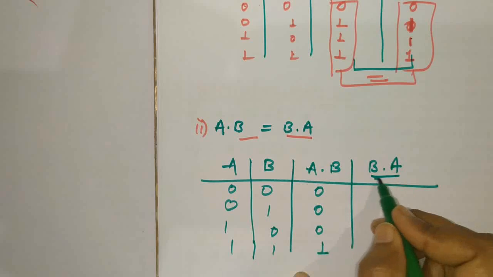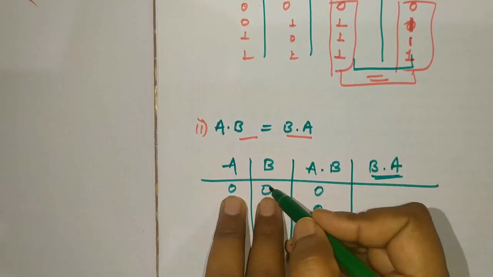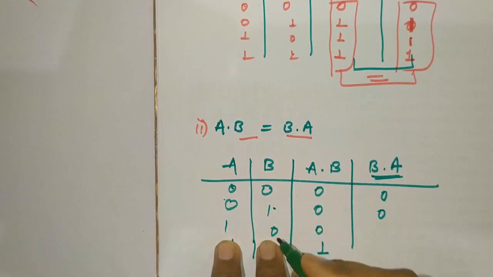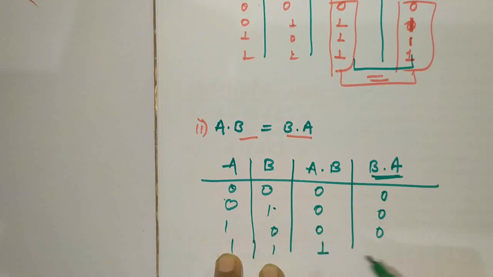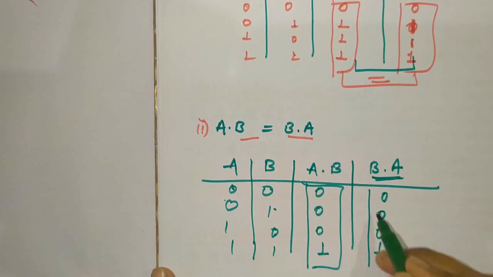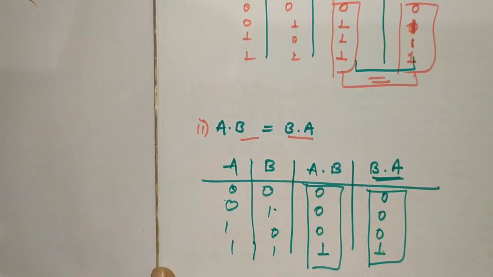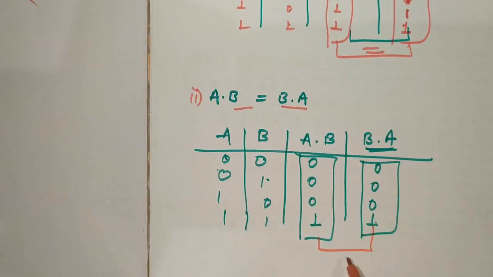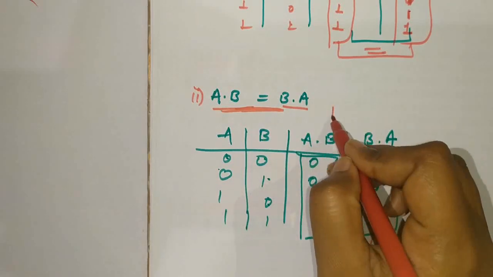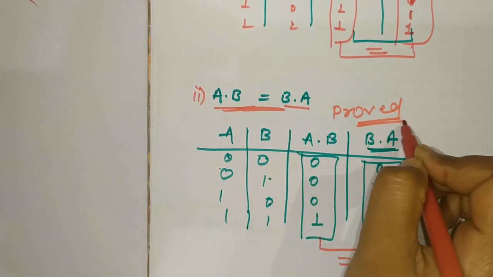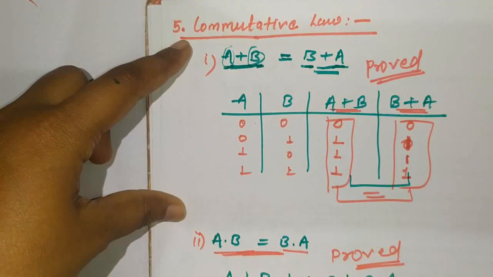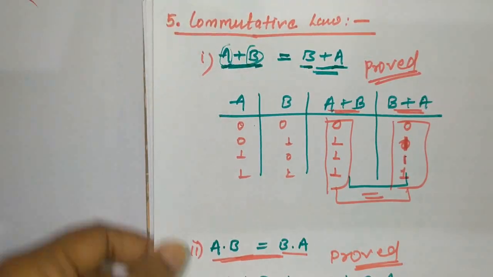Then find the next value, B into A. B into A, that means 0 into 0. That is 0. 1 into 0 is again 0. 0 into 1 is 0. And 1 into 1 is 1. So the output of A into B and the output of B into A are both the same. So we can say that A into B is equal to B into A. This is also proved. These are the 2 laws of the commutative law. Next we move to the next one.